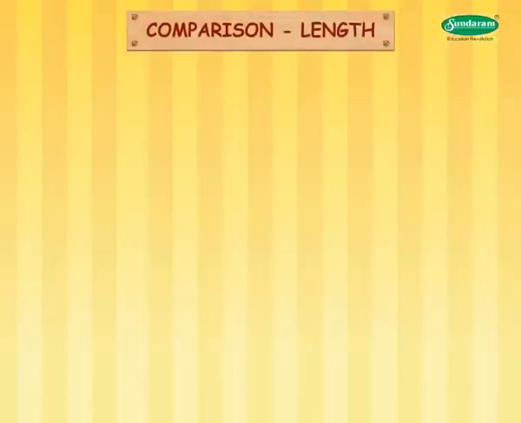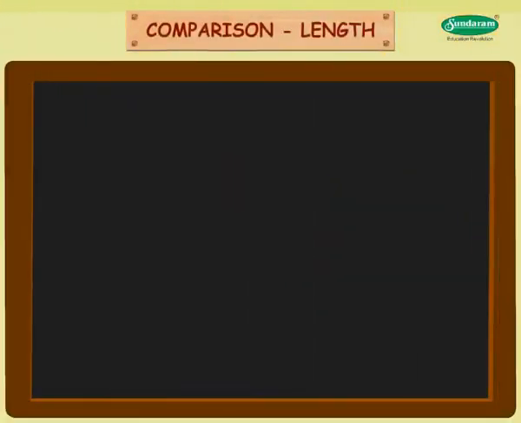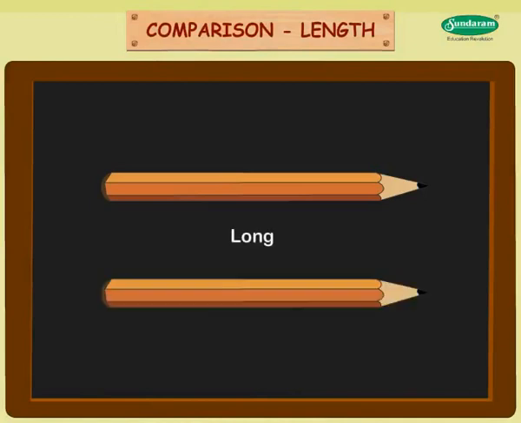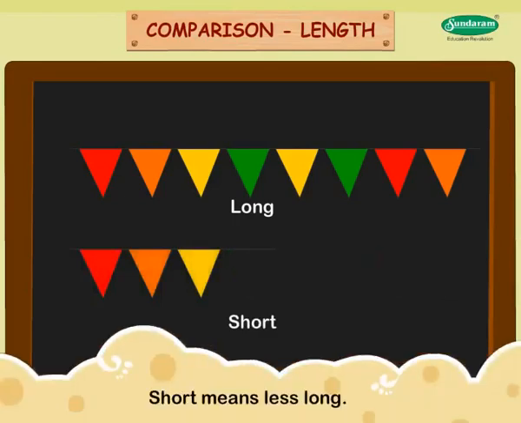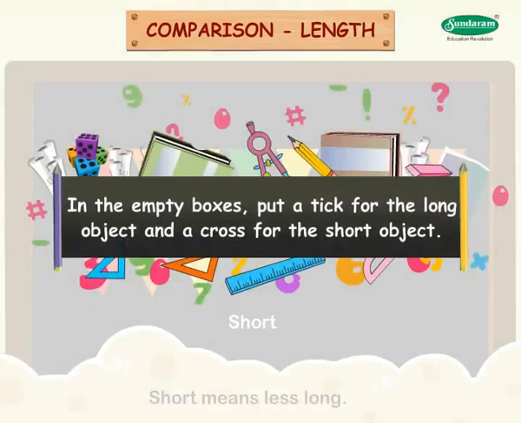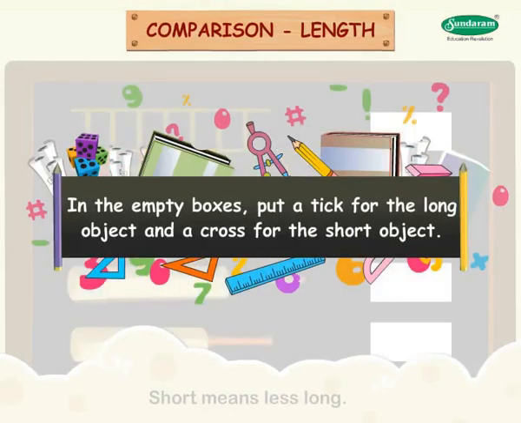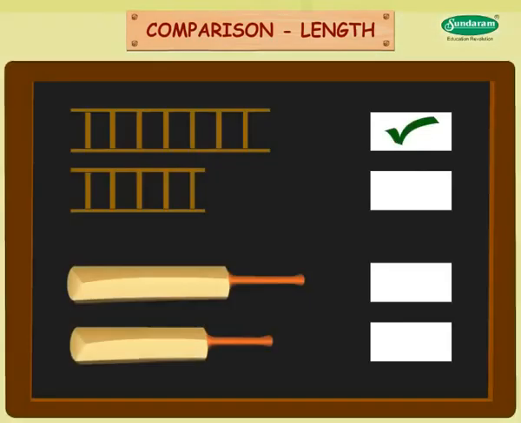Comparison. Length. Long, short. Short means less long. In the empty boxes, put a tick for the long object and a cross for the short object.